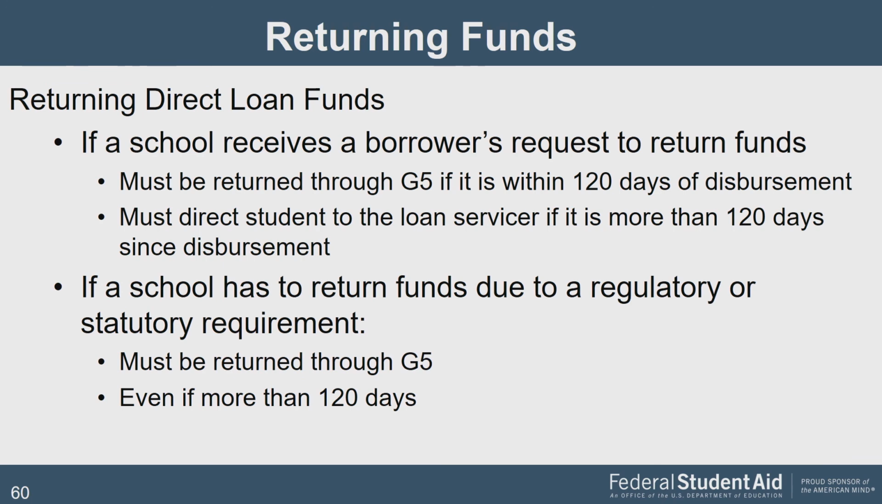If you have to return funds because of any other issues that have come up, maybe through audit, program review, errors, you have to return it through G5, even if it's more than 120 days. And this happens when program reviews come up. They're looking at prior years. Sometimes we have gone back 5 to 10 years. If issues have come up where money was supposed to be sent back, we will open up those years and the money will have to go back through G5 into those accounts.